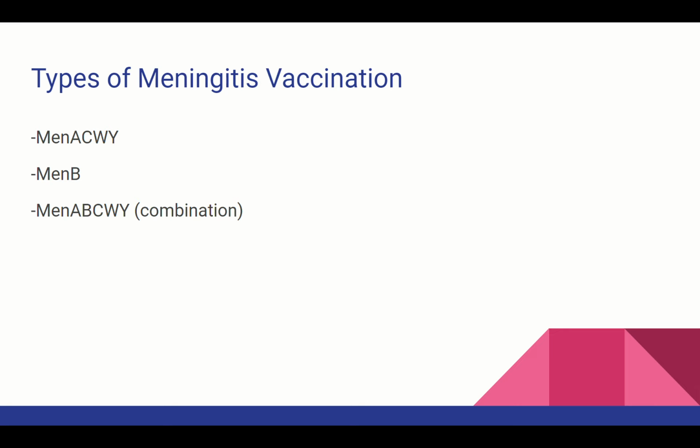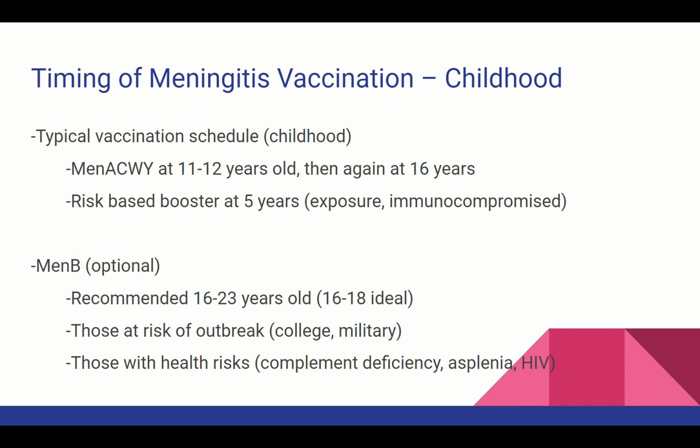Let's talk about a typical schedule for meningitis vaccine. In childhood, we are most often routinely vaccinated against meningitis. A typical vaccination schedule that most people encounter in childhood is protection against meningitis strain ACWY, the first vaccine occurring between 11 and 12 years old, and then again at 16 years. If someone doesn't have this typical schedule, there are other schedules for catch-up, and then there's risk-based booster vaccination.